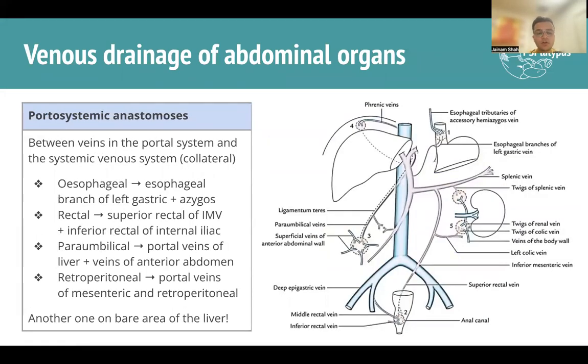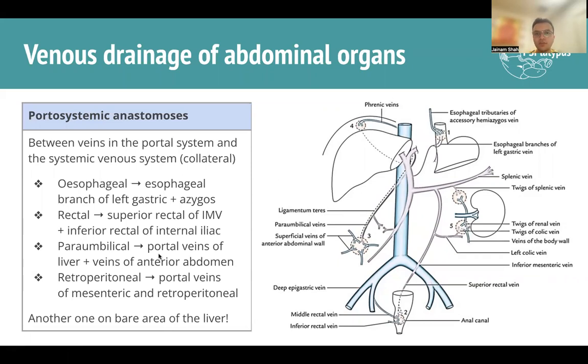All right, and then you've got the portosystemic anastomoses. So as the name suggests, they are the anastomotic links between the portal system and the systemic venous circulation. The 4 main areas that you want to be thinking about are the esophageal anastomoses between the esophageal branch of the left gastric and the azygos vein, the rectal, which is the superior rectal of the inferior mesenteric vein and the inferior rectal of the internal iliac, paraumbilical, and then retroperitoneal, as well as one really small one on the bare area of the liver with the phrenic veins there.